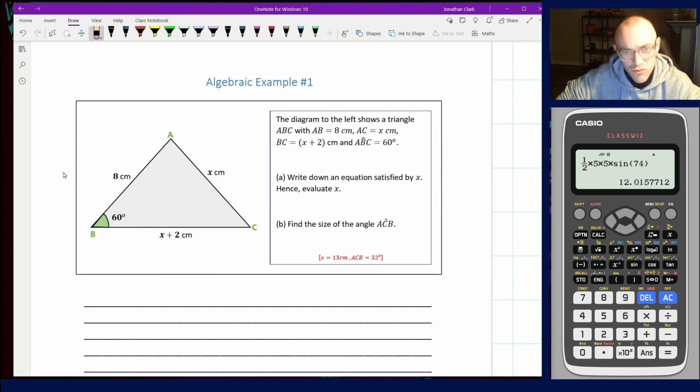Feel free to read it through and try as much of it as you can yourself. I'm just going to work through it here, so feel free to pause me and whenever you're ready, hit play and I'll work through it. We've got this triangle. I'm going to start by labeling the sides with little a, little b, and little c.